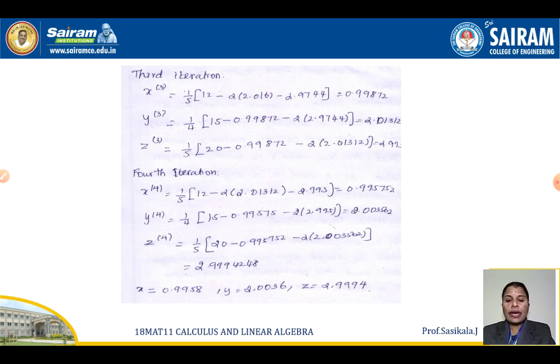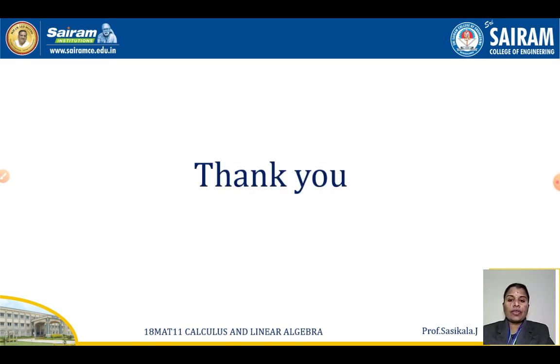So x is 0.9958, y is 2.0036 and z is 2.9994. Okay, so that's all. We have done your conclusions. That's all for your Gauss-Seidel problems. Thank you.